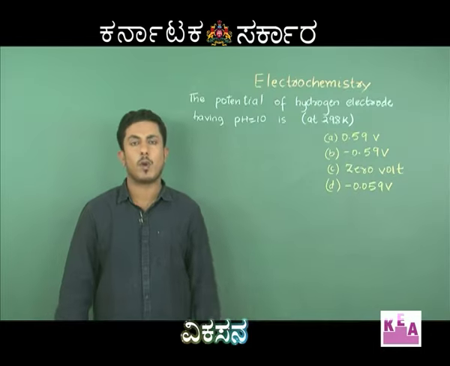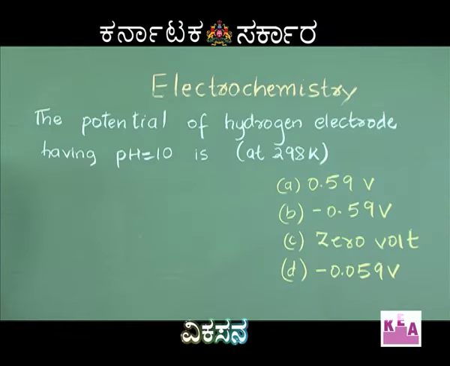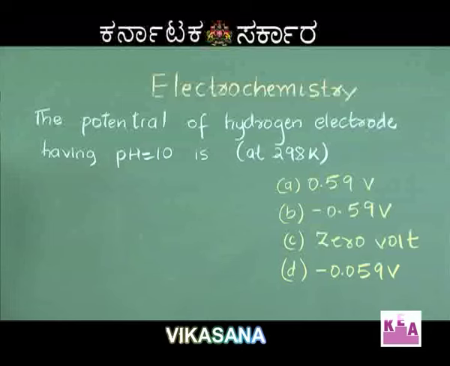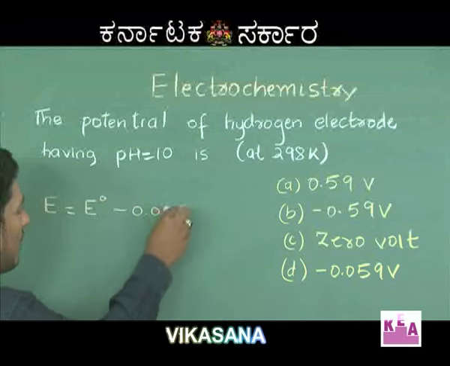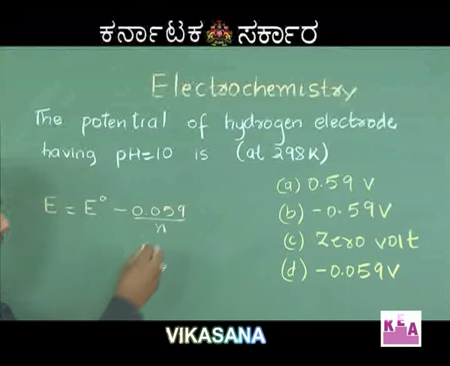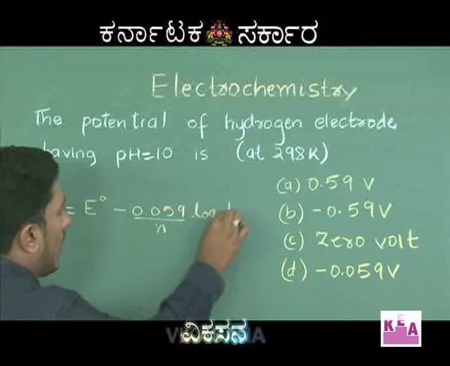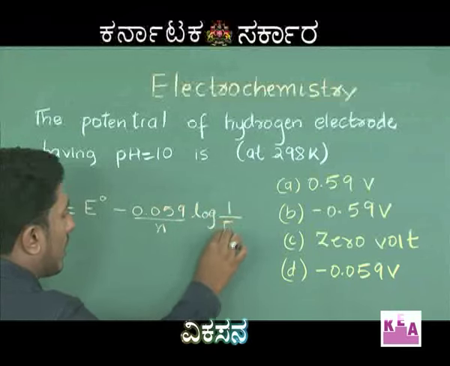Students, let us discuss another problem related to electrode potential. The potential of a hydrogen electrode having pH equal to 10 is: option A 0.59 volt, option B minus 0.59 volt, option C 0 volt, and option D minus 0.059 volt. This can be calculated by using the Nernst equation. Hence, electrode potential is equal to standard electrode potential minus 0.059 divided by n into log of 1 divided by the concentration of H+ ions.